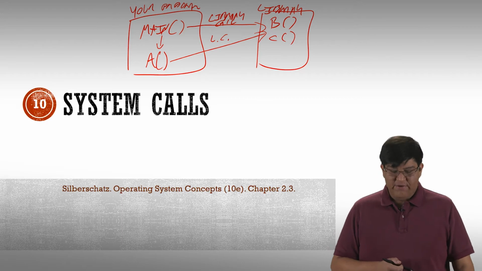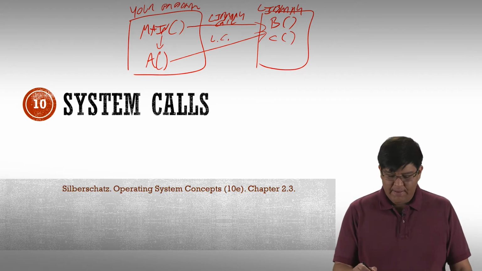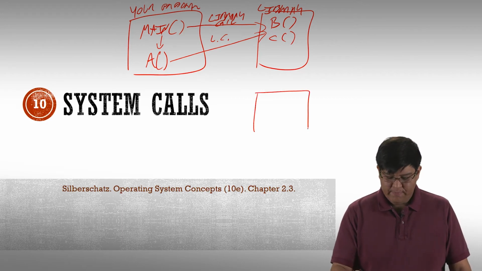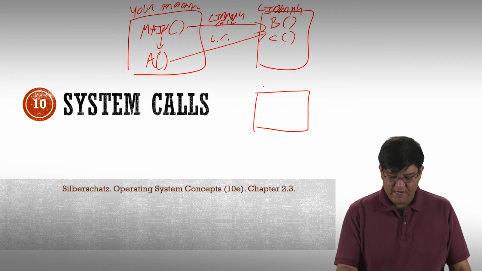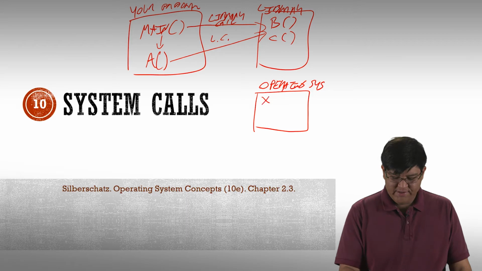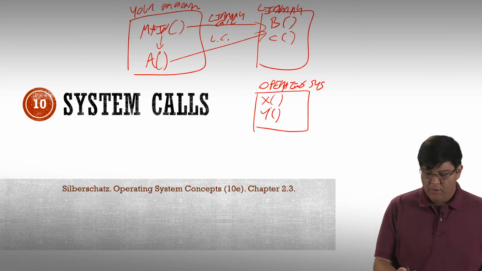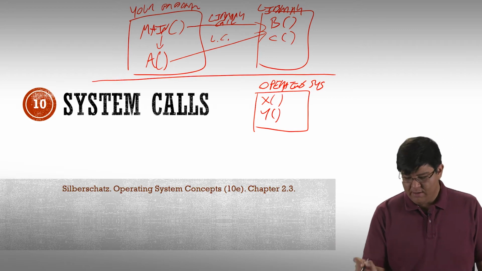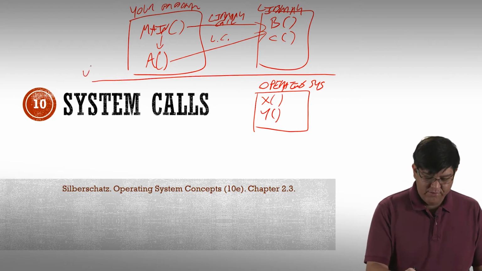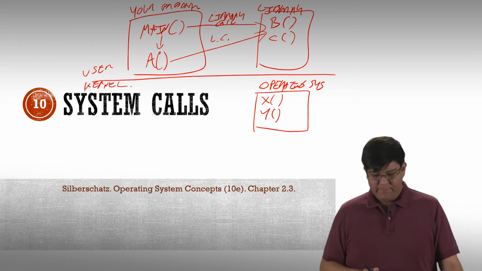Now, there's actually kind of another type of call, and this is what we call maybe a system call. So we'll call this actually the operating system. This is the operating system itself. And maybe I have X and Y. So I'm actually going to draw a little line here. This maybe is user stuff versus this is kernel stuff. So this is basically internals of your operating system, okay?